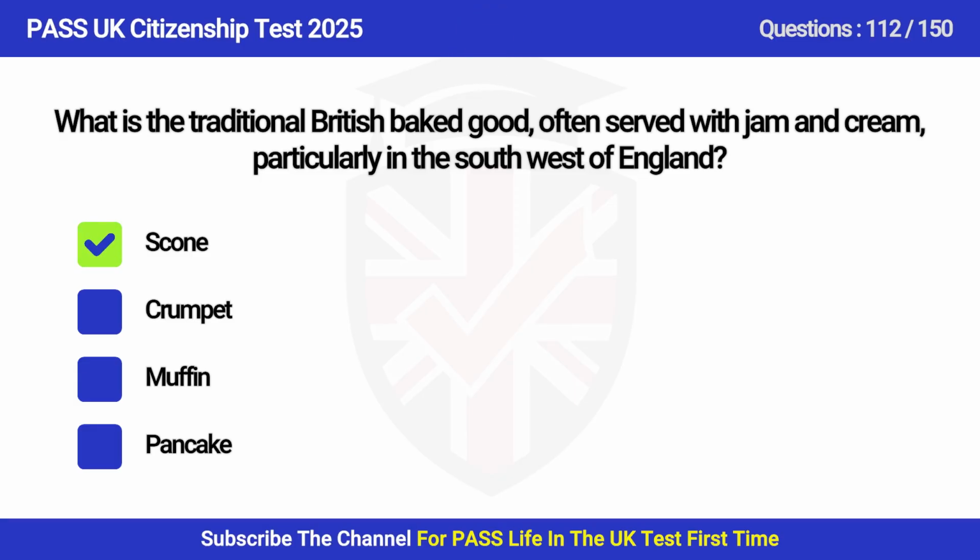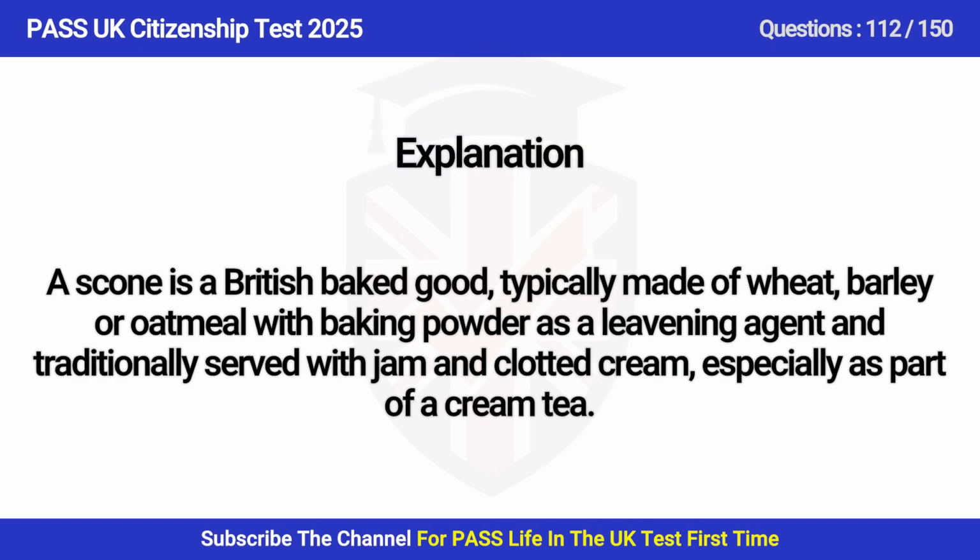The answer is A. Scone. A scone is a British baked good, typically made of wheat, barley or oatmeal with baking powder as a leavening agent, and traditionally served with jam and clotted cream, especially as part of a cream tea.